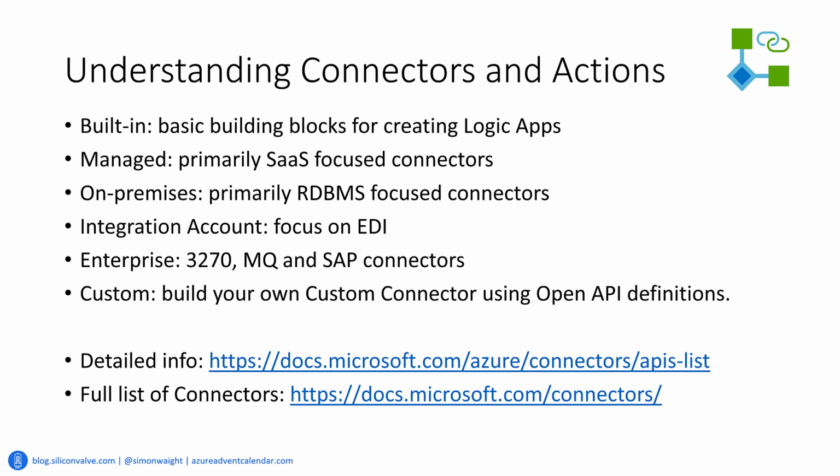Integration account connectors are only available when you create an integration account. This account construct unlocks actions for processing EDI messages in formats such as AS2, Edifact, XML, and X12. The final category of connectors is Enterprise, which includes the IBM 3270 green screen integration capability, IBM MQ Series messaging, and SAP integration. If you still find a gap in the existing set of connectors, you can always build your own. Henry Bean's session for the Azure Advent Calendar will cover how you can build custom connectors, so make sure you check that out. Find more information on connectors at the two links shown on this screen.